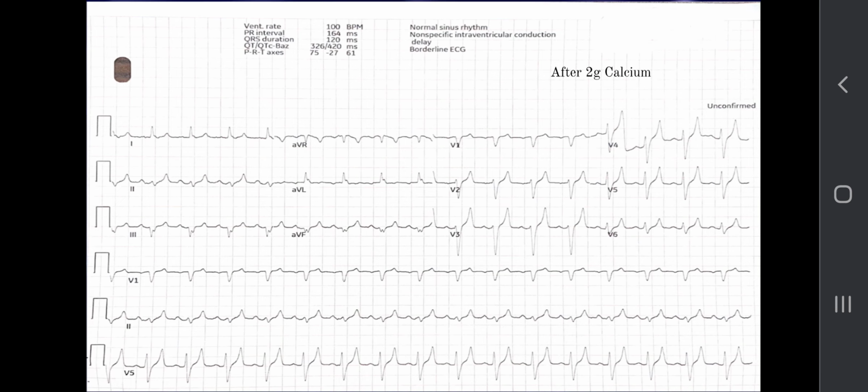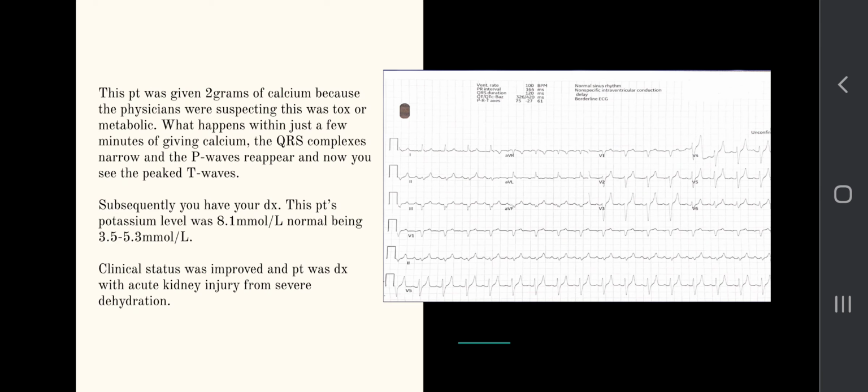After 2 grams of calcium, you can see the changes in the EKG just shortly after. You can see the peaked T waves in V4, the P waves reappear, and you've got what appears to be a normal sinus rhythm now. Because the physicians were suspecting this was toxin-metabolic, the patient was given 2 grams of calcium. What happens within just a few minutes of giving calcium? Like I said, there are the peaked T waves and the P waves reappear.